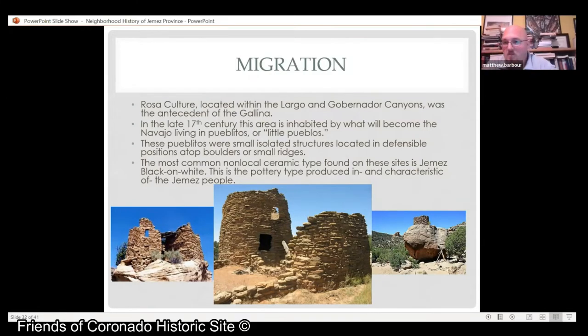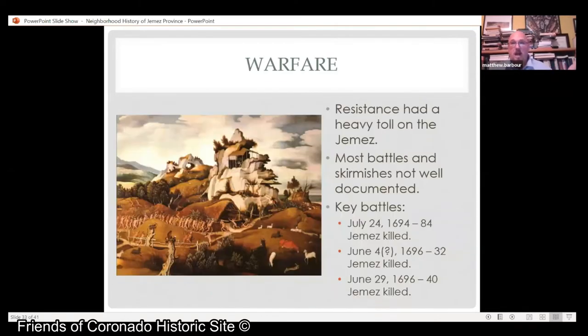So the migration thing, here's a beautiful pueblito in the Dinétah. These little pueblos often have Jemez black and white. And they all show up right around the same time the Jemez are leaving. And a lot of the Tewa people are going. And interestingly enough, they're all located in the area of Rosa culture. So the very earliest place where we have the emergence of Gobernador culture, these things with their Jemez black on white pottery show right up where we think the Jemez people originally came from anyways. So it's kind of a return home for a lot of people potentially. But we're talking about Jemez province.